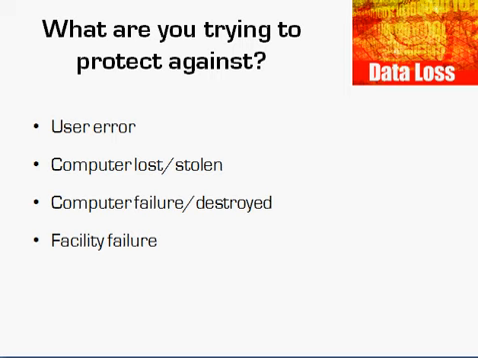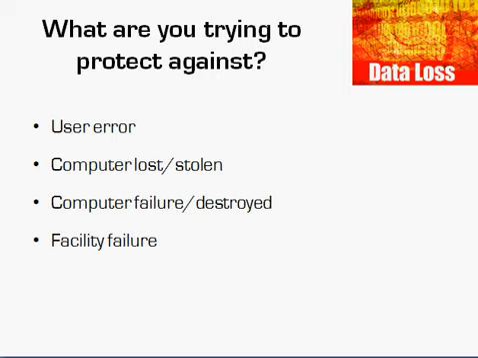The second thing we want to think about is what happens if we lose our computer or it's stolen from us. So that's going to be another area we need to focus on. The third one, what happens if it stops working or it gets destroyed? Something bad happens to the computer and it's no longer functional. Fourth would be the facility failure or loss of the facility. What happens if we actually lose access to, or there's a flood or a fire in our office or in our home, and we no longer can get to our computer?